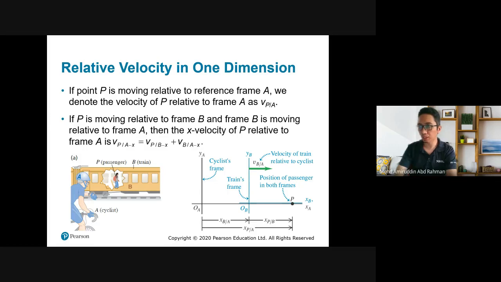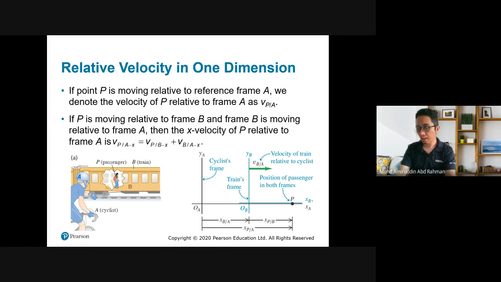If P is moving relative to frame B, and frame B is moving relative to A, then the x velocity of P relative to frame A is VPA x. So in the first situation, P is the passenger, moving relative to frame B. For example, the frame B is the train, and the frame B is moving relative to frame A.